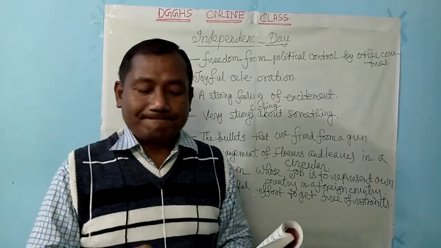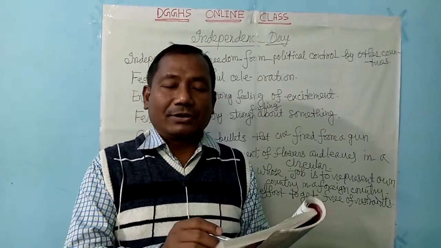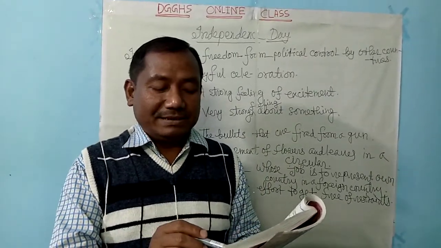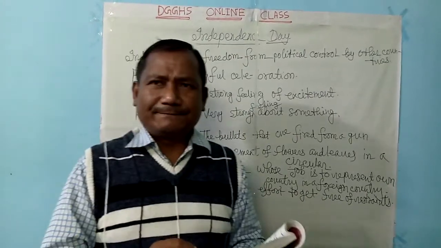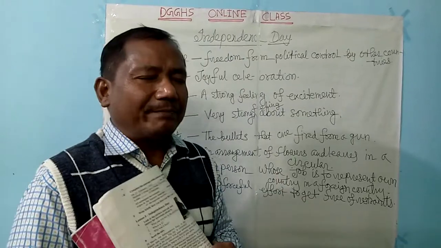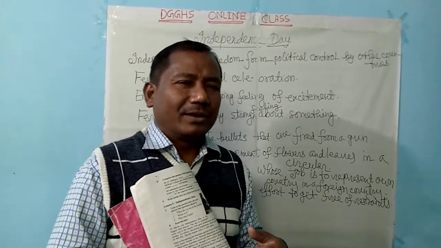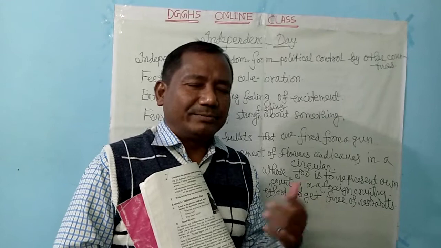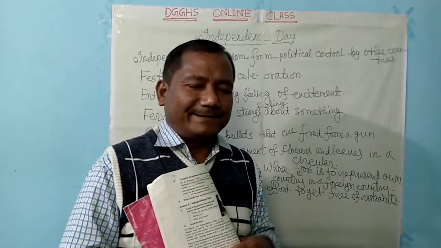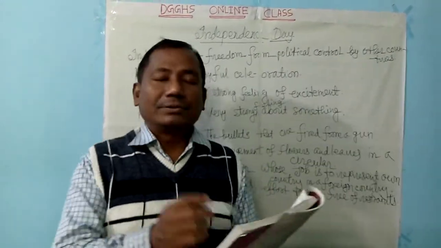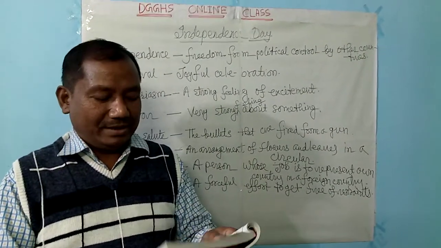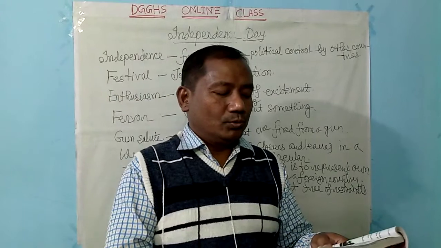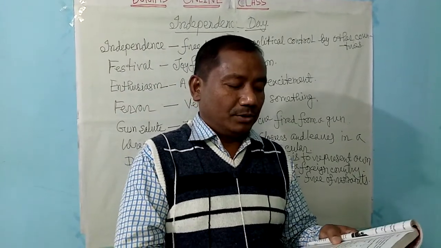Then spectator, a person who is watching an event. Then displays, act of performing skills. And the last one, illuminate. Illuminate, you have found in the text, all the public major buildings are illuminated with different colorful lights. That means to light up. Clear? Now, you just go to the activity D.